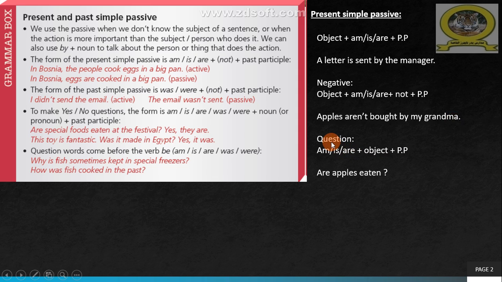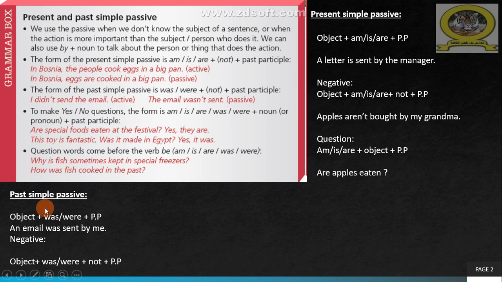How do we make a question, or interrogative sentence, in the present simple passive? I will make a cross. I will start with the verb to be first, am, is, or are, then the object, then the past participle form of the verb. Like, are apples eaten? This is how to make a present simple passive.